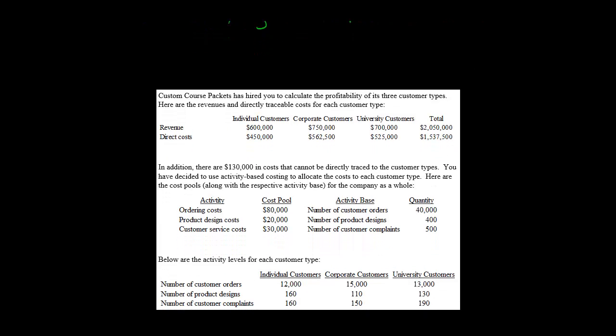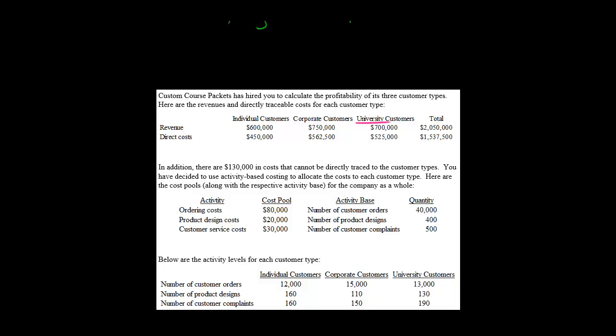So let's say we have a company called Custom Course Packets, and they've hired you, you're an analyst, to calculate the profitability of 3 different customers that they have. They serve individuals, that's one type of customer, and then they also have businesses, corporations that purchase course packets from them, and then they have universities. So they have these 3 different types of customers.